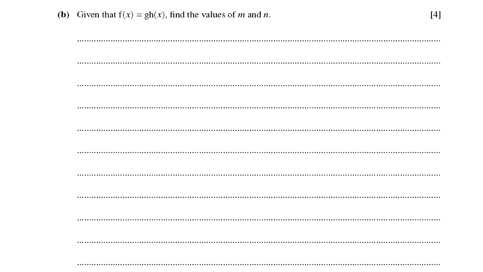Given that the function f is equal to g(hx), find the values of m and n. Right, well, our function is, as we know, x minus 4 root x plus 1, and it's going to equal, we have to put h into g, and so we're going to have m, and instead of x, we're going to put root x minus 2 squared and plus n.